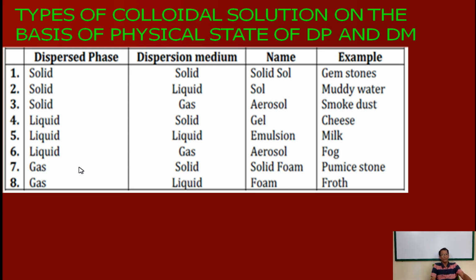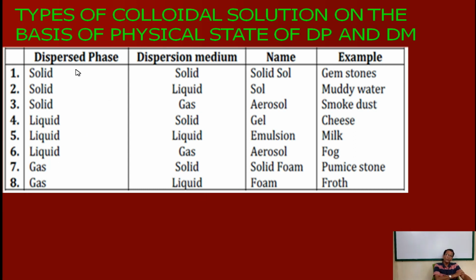Gas in solid is called solid foam. Example is pumice stone. Other examples you can take for gas in solid are bread and rubber, where solid is more and gas is less. Gas in liquid is called foam, that is froth. Froth means formation of foam, or lather. Soap solution produces lather, that is gas in liquid.